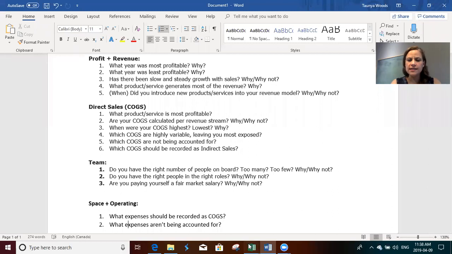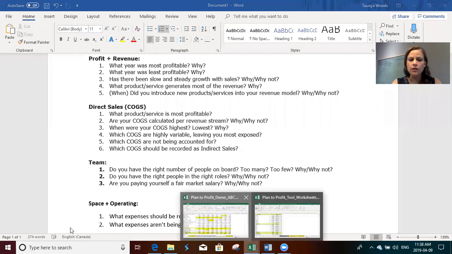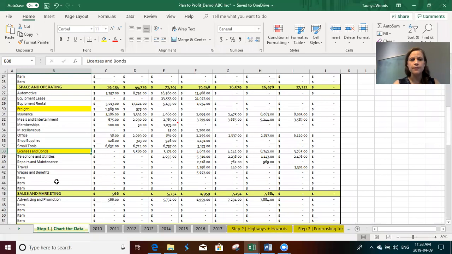In this example here with my lovely construction example, you will see under space and operating, they had some expenses like freight, which really actually should have been a cost of goods, as well as licenses and bonds. These were actually licenses and bonds attached to specific projects. So these should have been cost of goods. We don't need to fix it in the past, but we definitely need to fix it for the future, right?